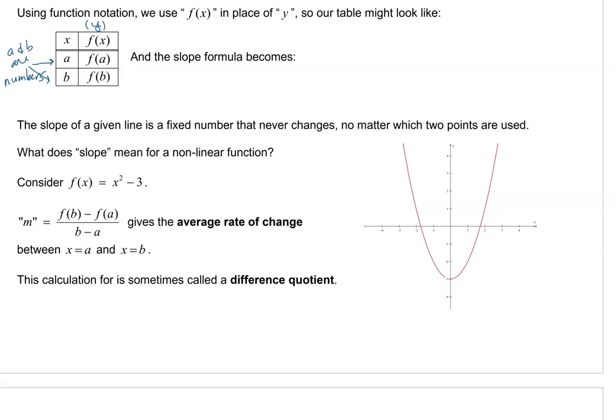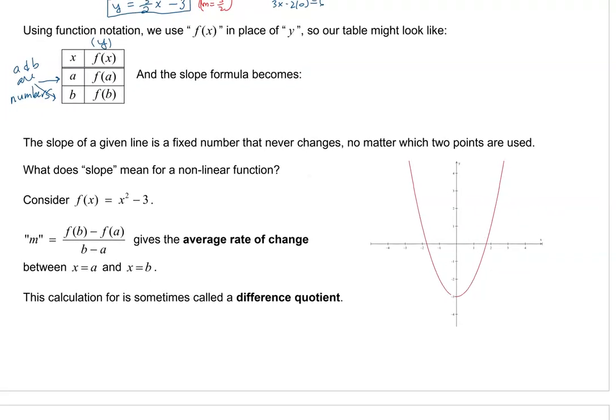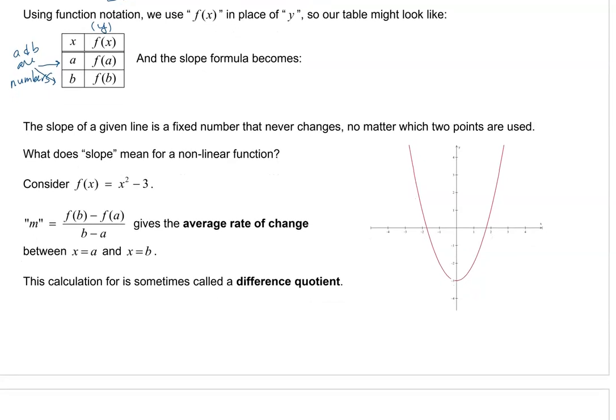And then the slope formula becomes, m equals, now I'm going to subtract these y values in their function notation. So instead of y2 minus y1, I have f of b minus f of a. And on the bottom, I'll use my letters b minus a instead of x2 minus x1. So here's a function notation version of the slope formula, just helping us stay focused on the fact that we're looking at functions.